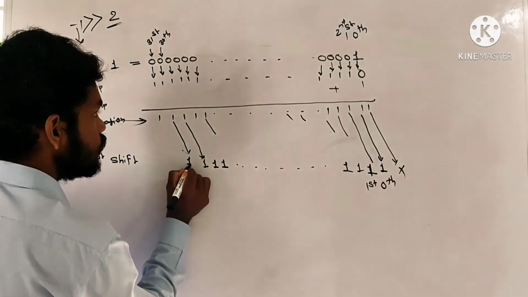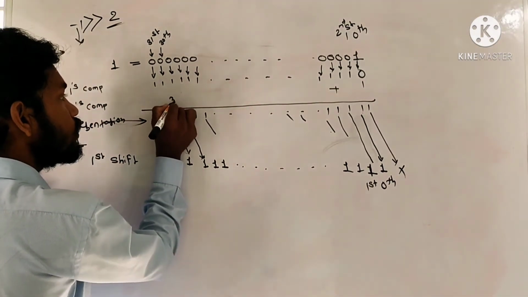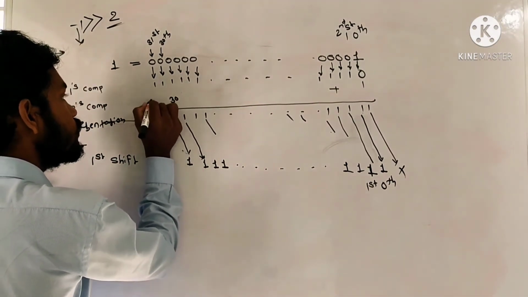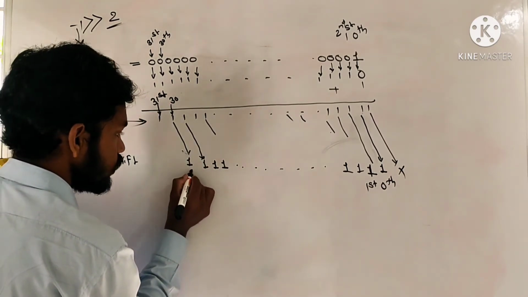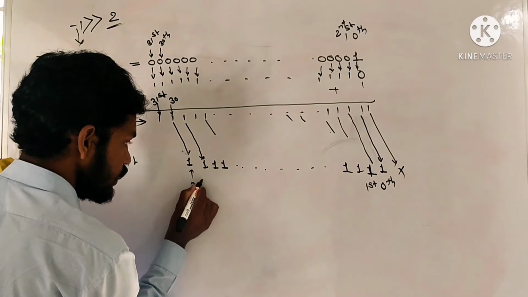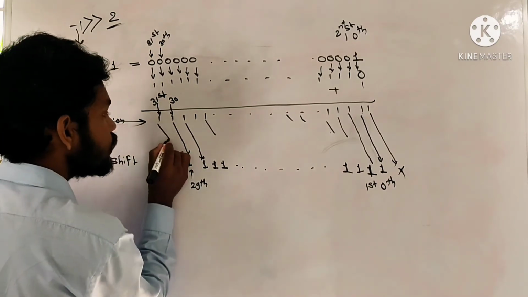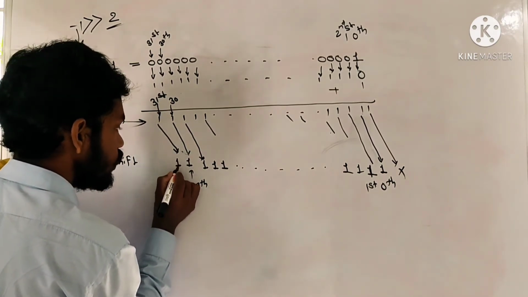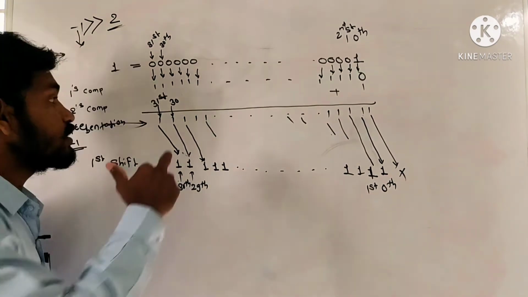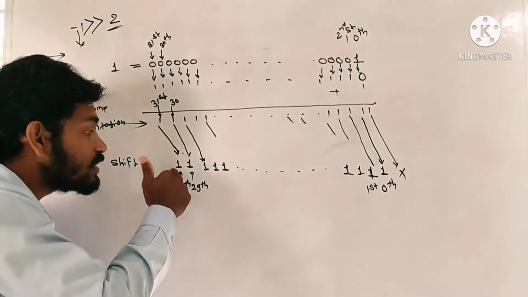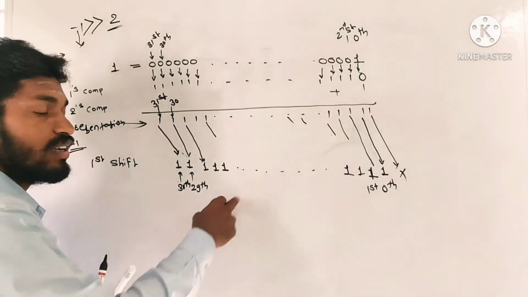Okay, come here. This is the 30th bit. This is the 31st bit. The 30th bit will be copied to the 29th bit. Then the 31st bit will be copied to the 30th bit position of the result.